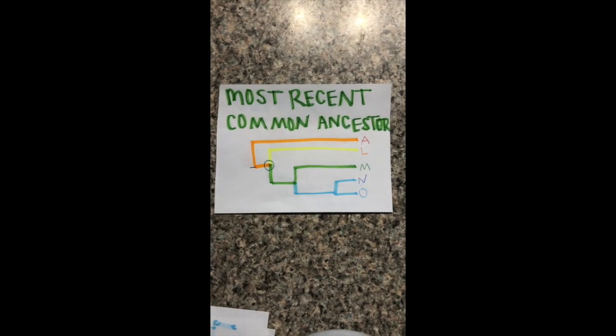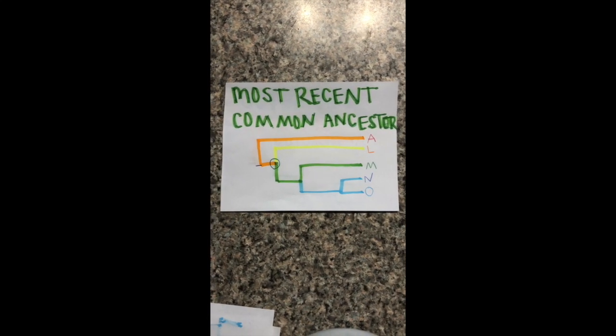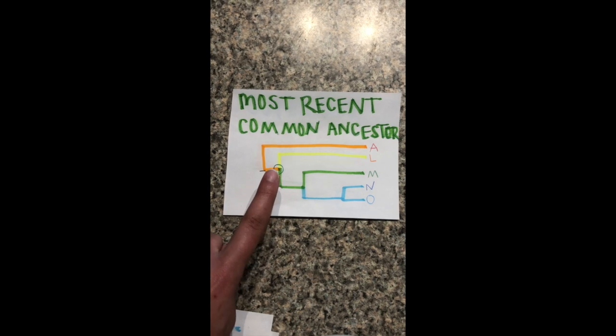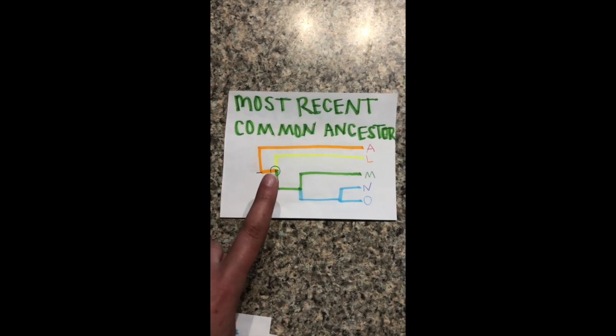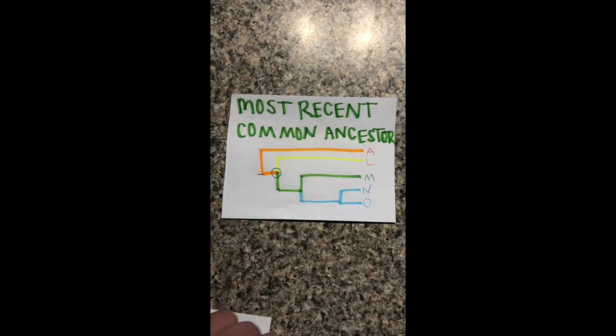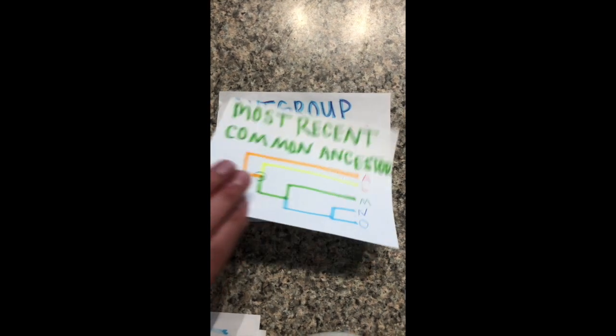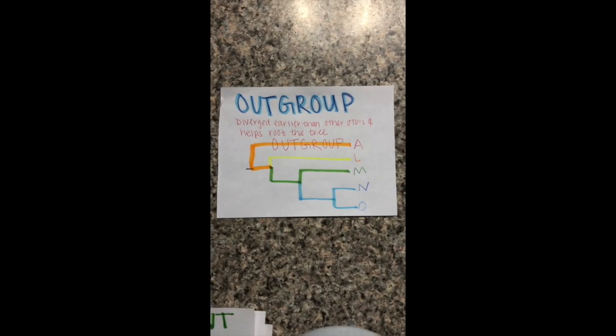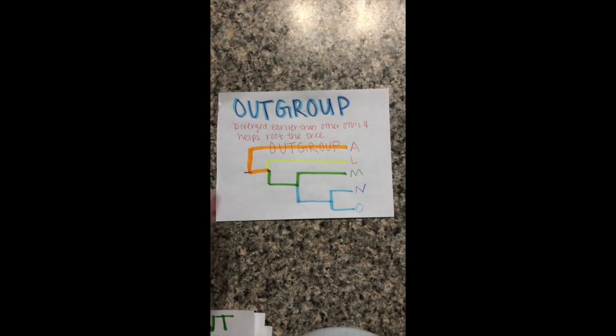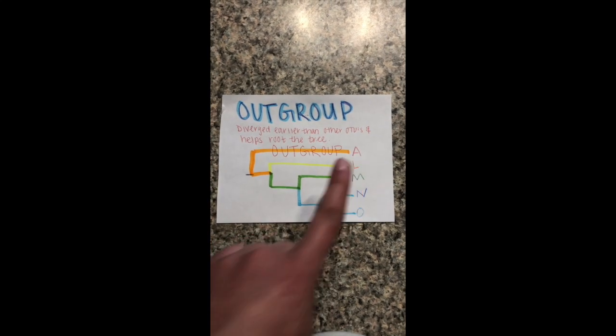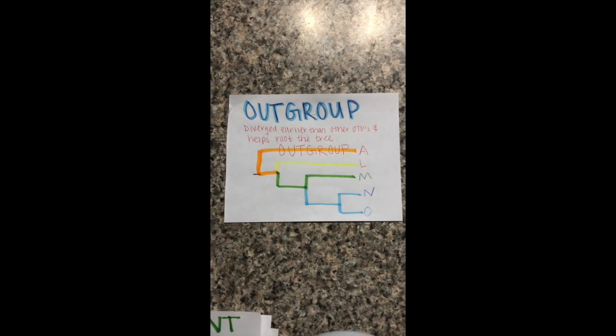The most recent common ancestor depends on exactly what species you're looking at, but this node right here would show the most recent common ancestor for the species L, M, N, and O. Finally, the outgroup diverges earlier than the other OTUs and helps to root the tree. So right here, the example of the outgroup would be species A.